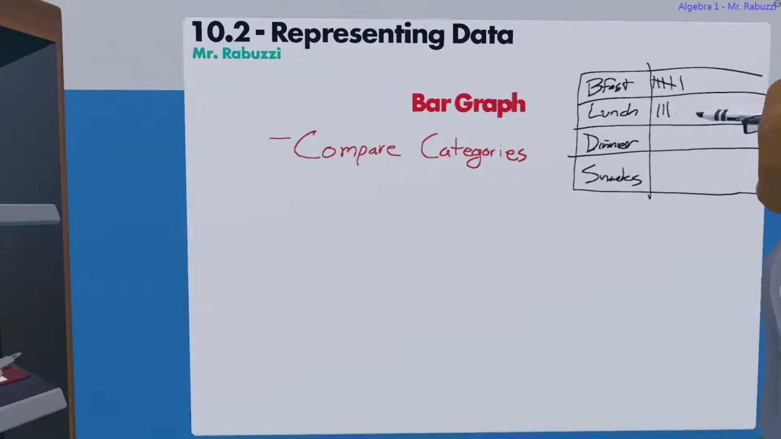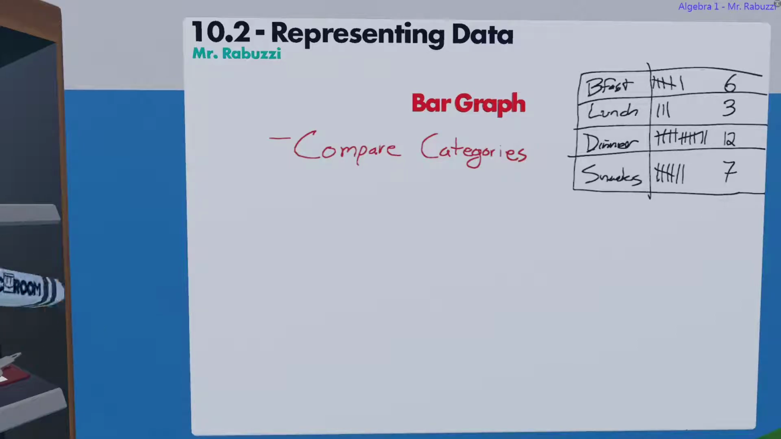Okay, that's what we get. I don't know. I just made it up. But that's our counts. So this is our data. We have 4 categories and 4 numbers. We have 6 people who like breakfast, 3 people who like lunch, and 12 people who like dinner, and 7 people who like snacks.